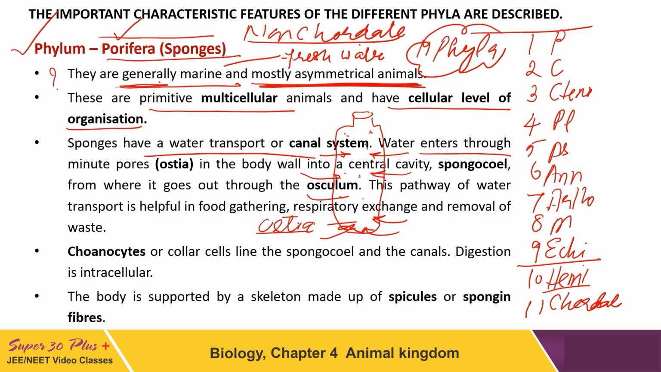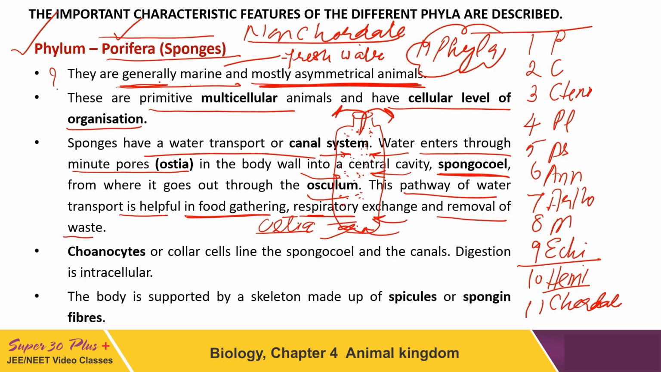Water enters through the minute pores called ostia, and the body wall has a central cavity, that is spongocoel. Water will be collected here in the spongocoel, and when the food particles have been used, this water comes out through the osculum. The pathway of water transport, this water current, helps in food gathering, in respiration, and in removal of waste.